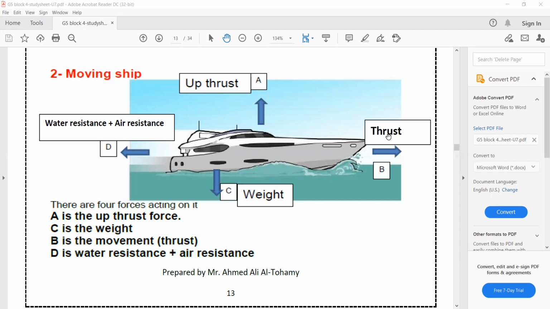The other forces, B and D, the thrust force and the water resistance and also air resistance, work in opposite directions, but they are not balanced forces because the ship in this case moves forward with a speed, or it speeds up. So the thrust force has a larger magnitude than the water resistance and the air resistance.